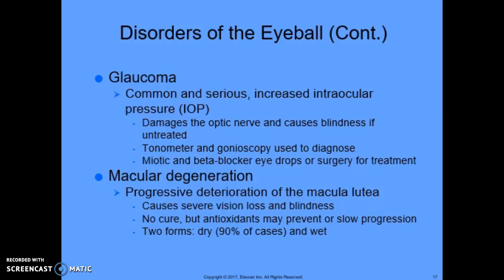So the ophthalmologist first uses a tonometer with a slit lamp to measure increased intraocular pressure. And then the gonioscopy also can be used to examine the aqueous fluid drainage system and to determine whether the glaucoma is open or closed-angle.